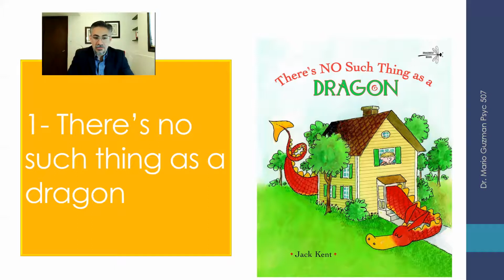And the mom is pretending that she doesn't see the dragon. So the kid is like, well, there's no such thing as a dragon. He goes with the flow, right? Then the dragon is so big that he's occupying the whole house.